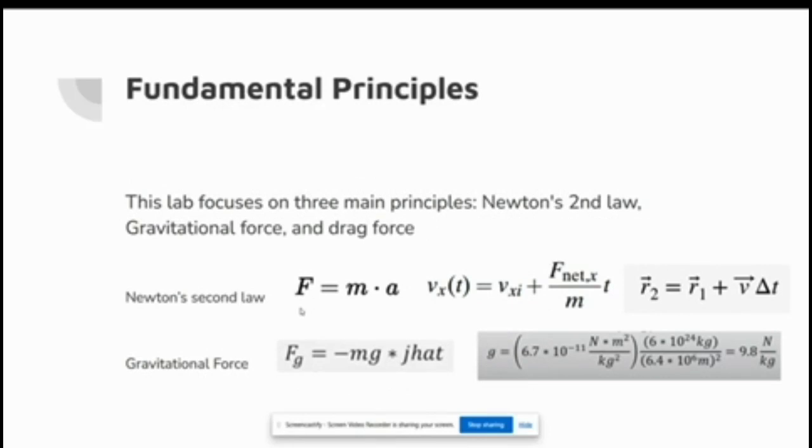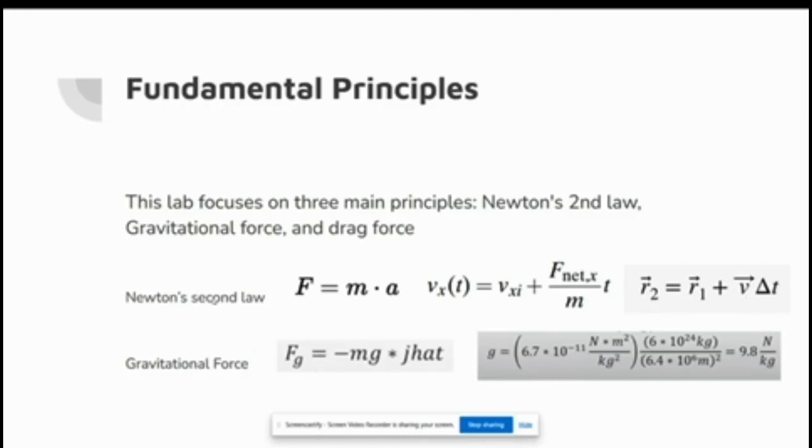This lab focuses on three main principles: Newton's second law, gravitational force, and drag force. Newton's second law is force equals mass times acceleration. This can be transferred over to the velocity update formula, where v final equals v initial plus F net over m times delta t, or the position update formula, r2 equals r1 plus v delta t.